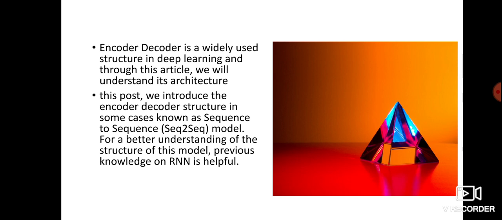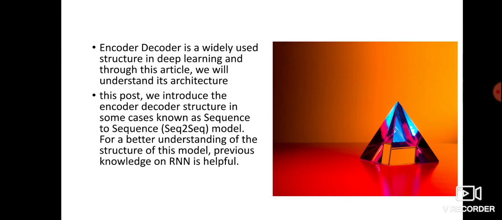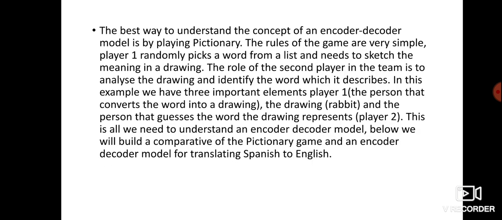An encoder and decoder architecture was developed where an input sequence was read in entirety and encoded to a fixed length internal representation. Encoder and decoder is a widely used structure in deep learning, and through this article we will understand its architecture. In this post we introduce the encoder and decoder structure, in some cases known as sequence to sequence model. For a better understanding of the structure of this model, previous knowledge of RNN is helpful.